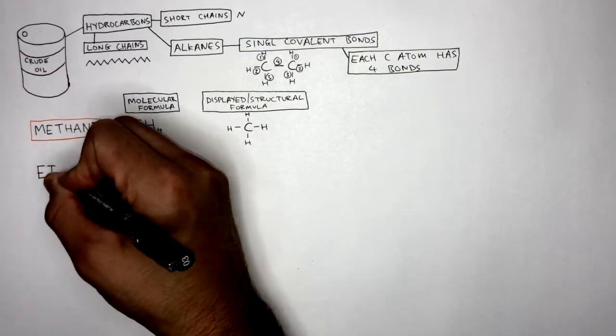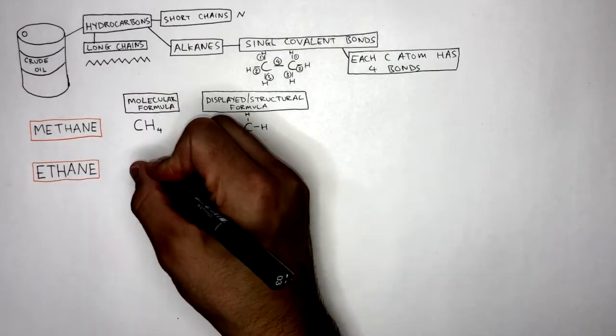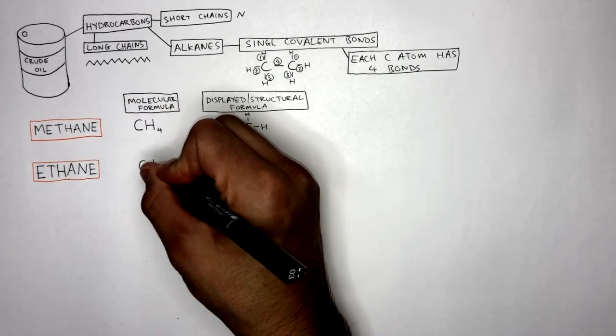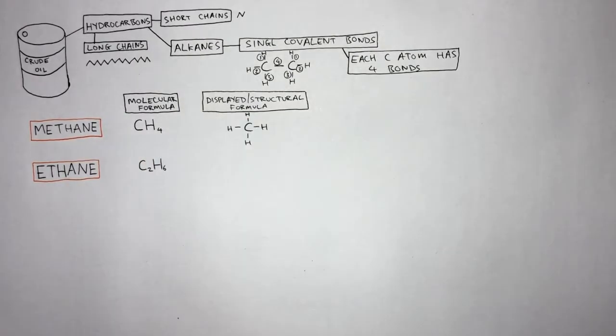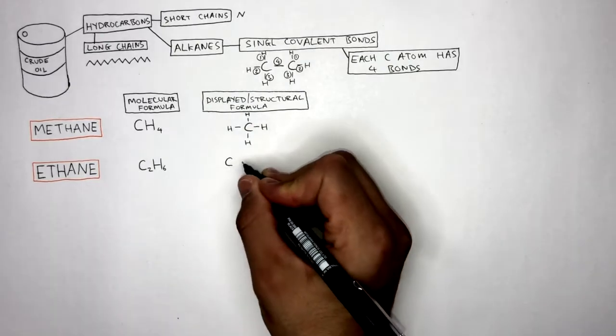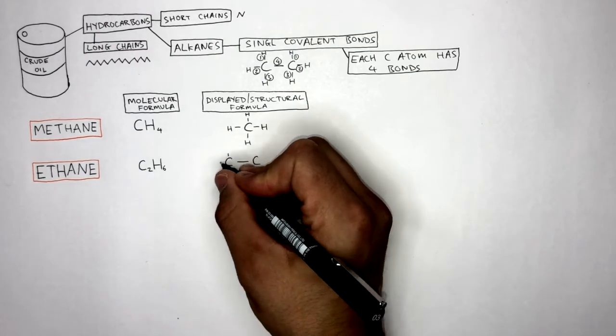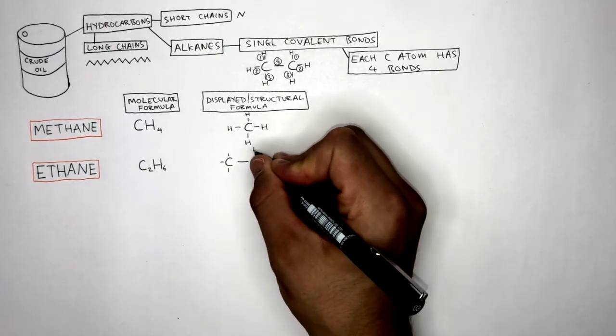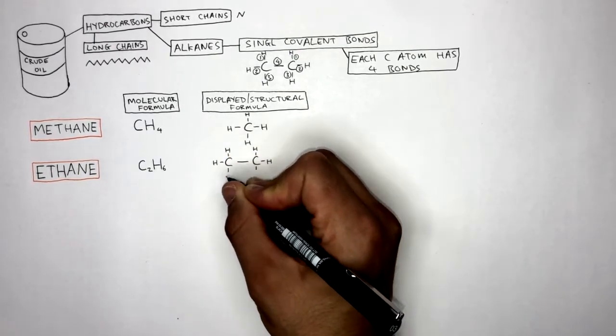The second alkane is ethane. The molecular formula is C2H6. This means there are 2 carbon atoms and 6 hydrogen atoms. The displayed formula just displays all the single covalent bonds between the atoms and how many atoms there are.